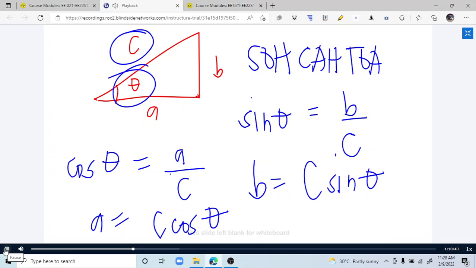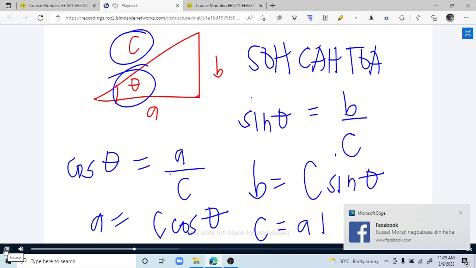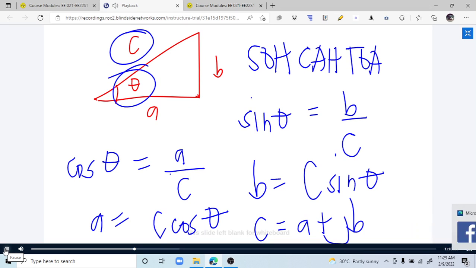Did you get it? So in terms of C cosine theta and C sine theta, we can get both A and B. So if you already have A and B, you just plug them into the equation, which is C equals A plus jB. So if you get 1 for A and 2 for B, that is 1 plus j2. Get it?